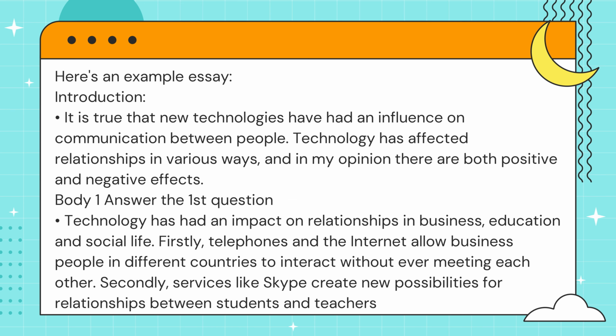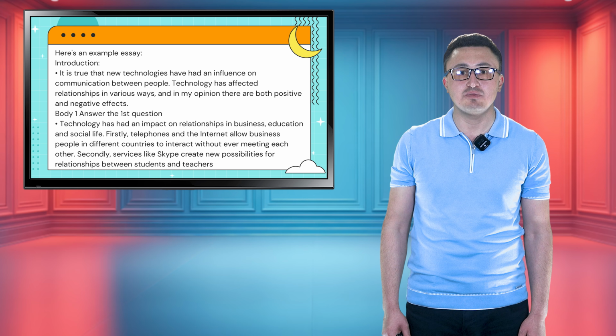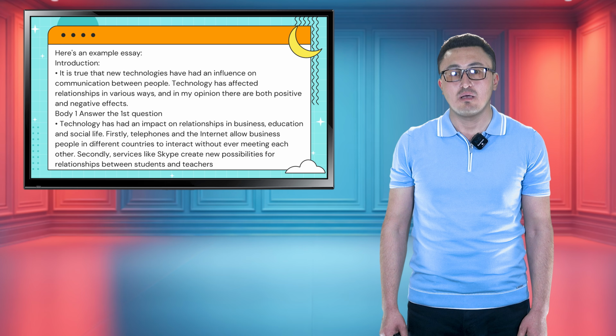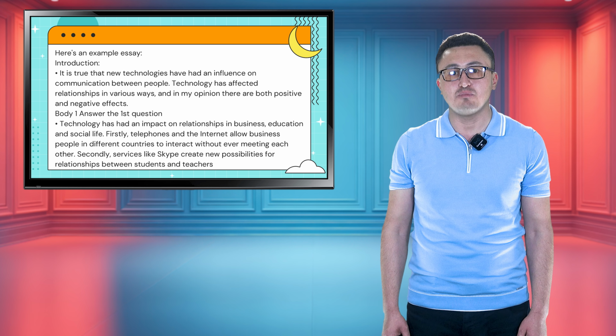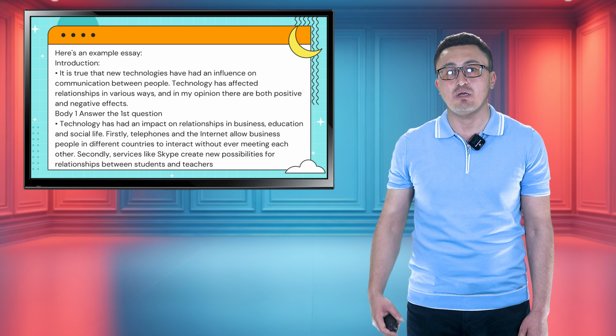Here is an example essay. First, the introduction. It's true that new technologies have had an influence on communication between people. As you have seen, in the first sentence, we paraphrase the topic of the question. We write different sentences, but we keep the meaning of the question's topic. Next, technology has affected relationships in various ways. And in my opinion, there are both positive and negative effects.